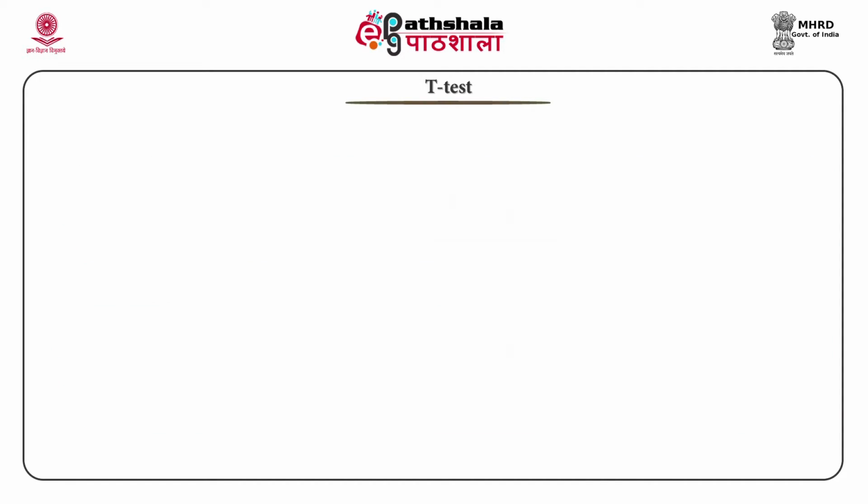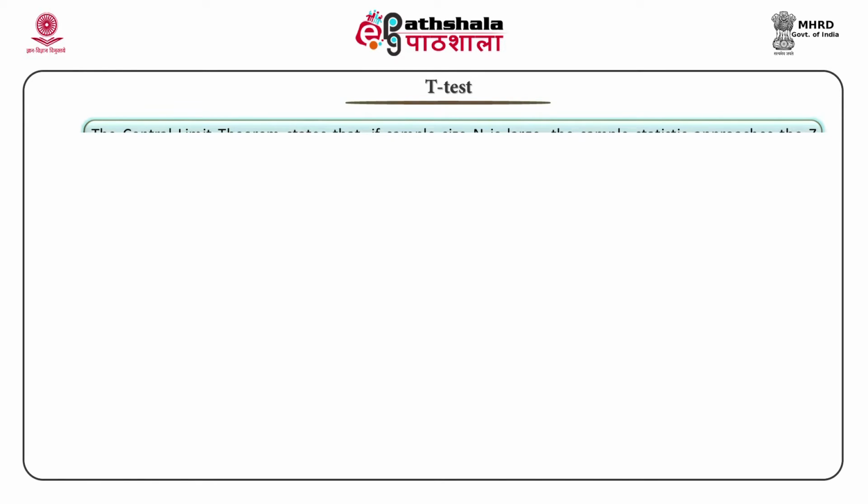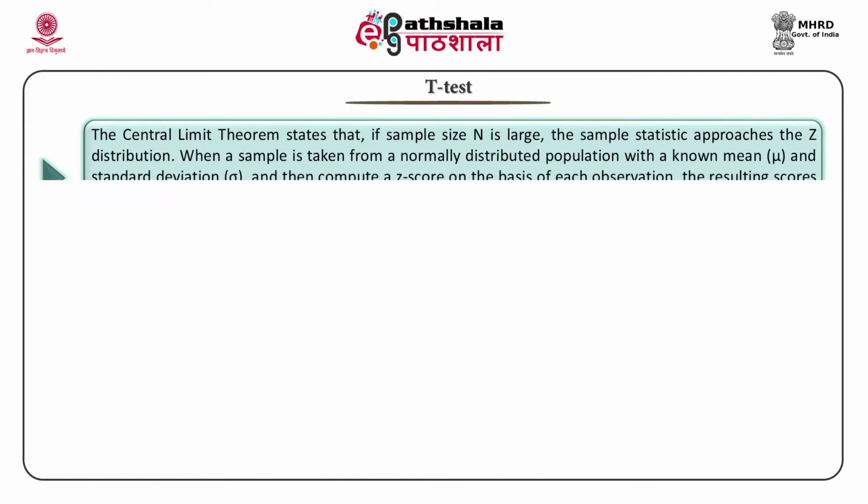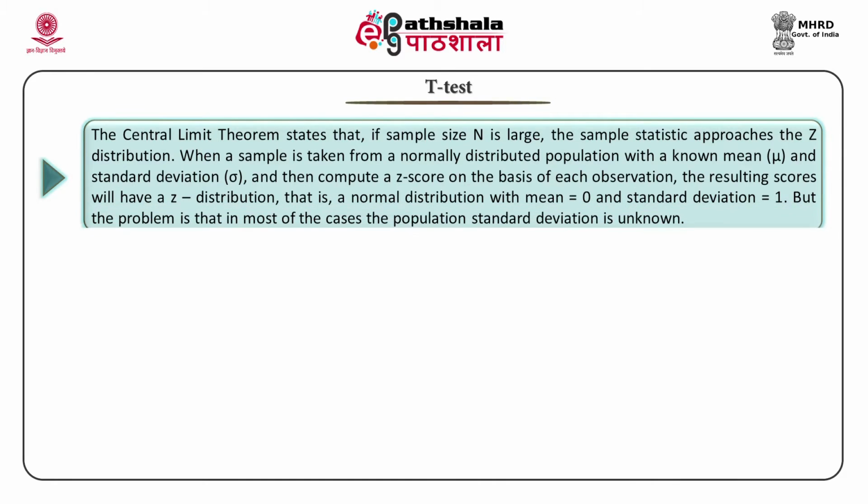Next, we come to the t-test. The central limit theorem states that if sample size n is large, the sample statistic approaches the z distribution, or the normal distribution. When a sample is taken from a normally distributed population with a known mean and standard deviation, and we compute a z score on the basis of each observation, the resulting scores will have a z distribution, that is, a normal distribution with mean equal to 0 and standard deviation equal to 1.